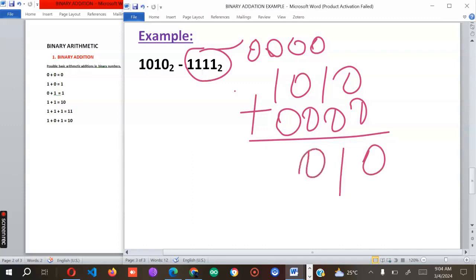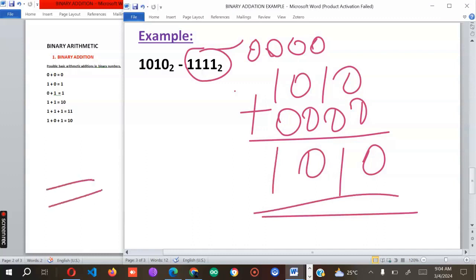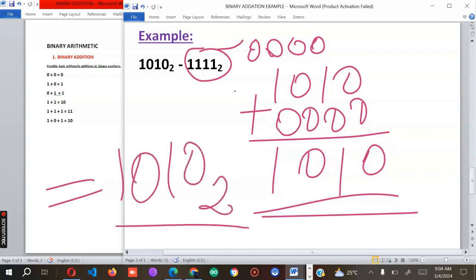0 plus 0 is 0. 1 plus 0 is 1. It is that simple. So the final answer for our case is 1, 0, 1, 0, base 2. So it is that simple. So that is the end of this particular case.